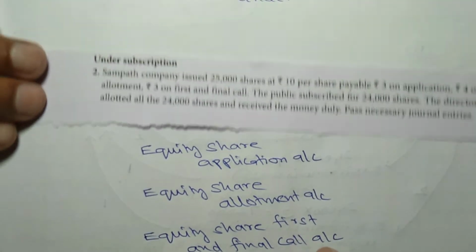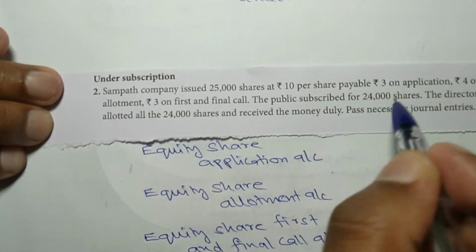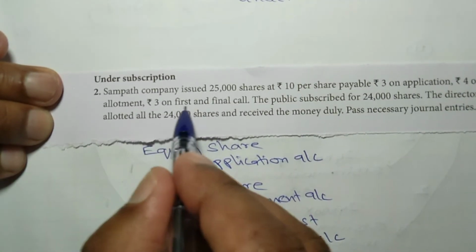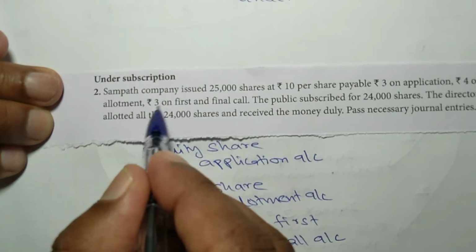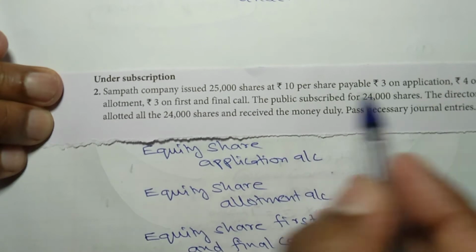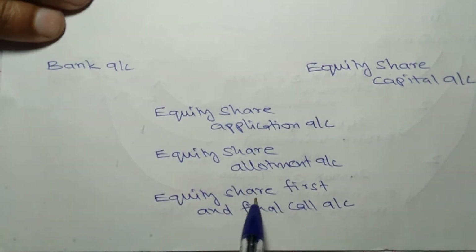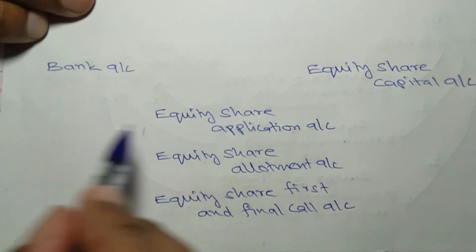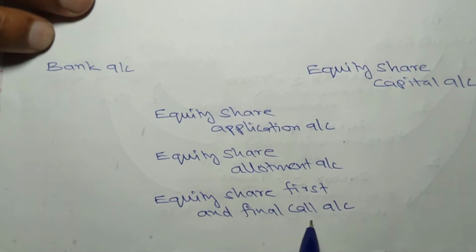Then centerல இங்க என்னென்ன split up பண்ணிக்குவாங்க பாருங்க. One shareோட வேல்யூ வந்து 10 rupees. இந்த 10 rupees split up பண்றாங்க. 3 rupees on application, 4 rupees on allotment, 3 rupees on first and final call account. பாருங்க 3 plus 4 7, 7 plus 3 10 rupees. கரெக்டா 10 rupees வந்துரும். So application, allotment, first and final call. அது இங்க எழுதிரணும். But கூட என்ன சேர்த்தணும்? equity share சேர்த்தணும். So equity share application account, equity share allotment account, equity share first and final call account எழுதிரணும்.